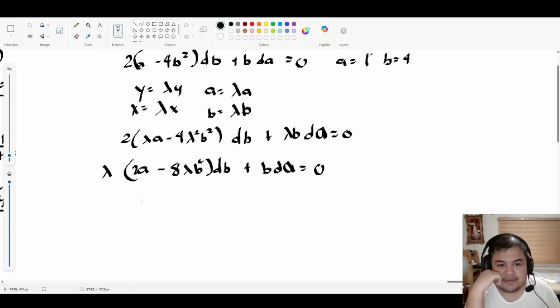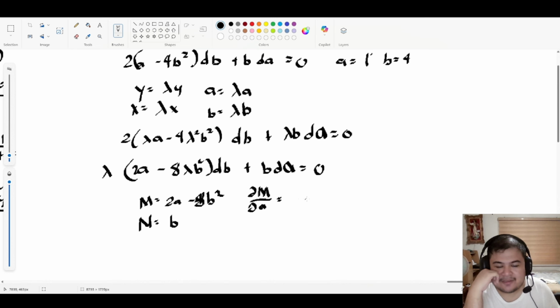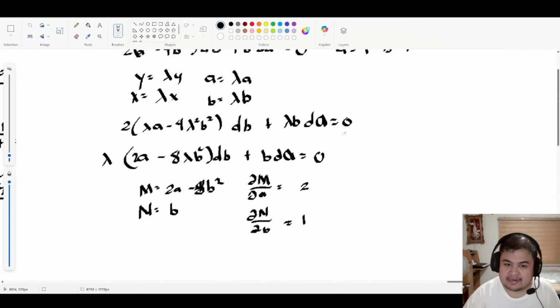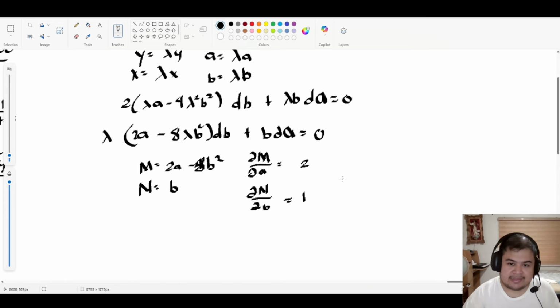Is it exact if we find m, which is 2a minus 8b squared, and n is equal to b? Now if we differentiate m with respect to a, we're just gonna be having 2, right? n with respect to b, and we're gonna be having 1. So it's not the same. It's not exact.